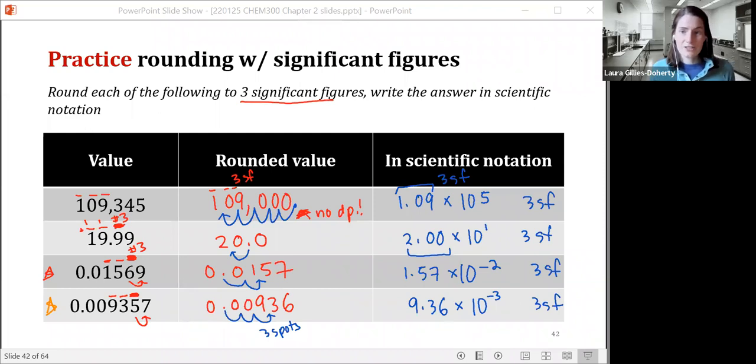So again, scientific notation is a really great way to check that you wrote the right number of sig figs, that any leading or trailing zeros that should be not counted as significant are left off of the scientific notation. So you just have 3 digits left to show you have 3 sig figs.